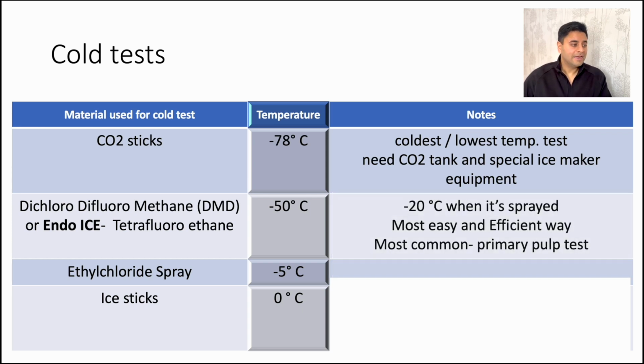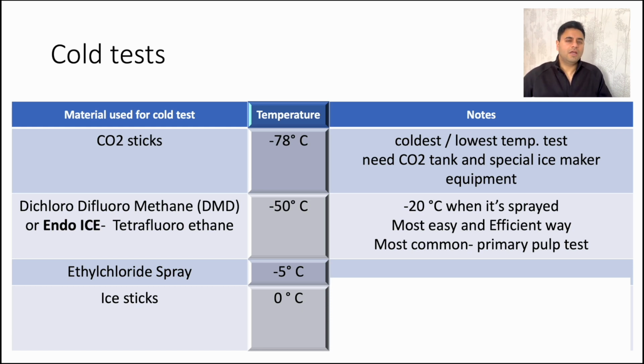Next comes endo ice or tetrafluoroethane, also DDM, which is an older one, dichlorodifluoromethane. These are at negative 50 degrees, but how it works is we take a small cotton pellet on a tweezer, shake our endo ice bottle, and spray a little bit on the cotton pellet. By the time we are doing it, it falls to negative 20 degrees centigrade. So that's more desirable.